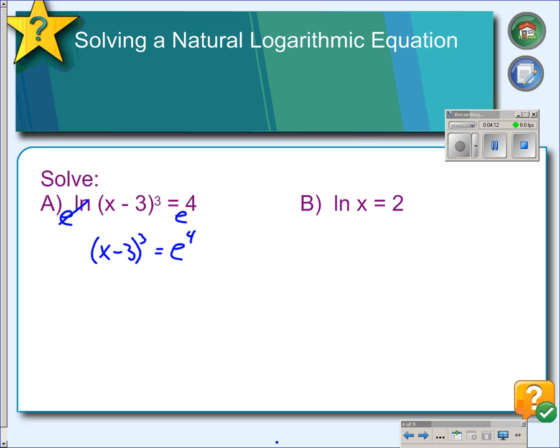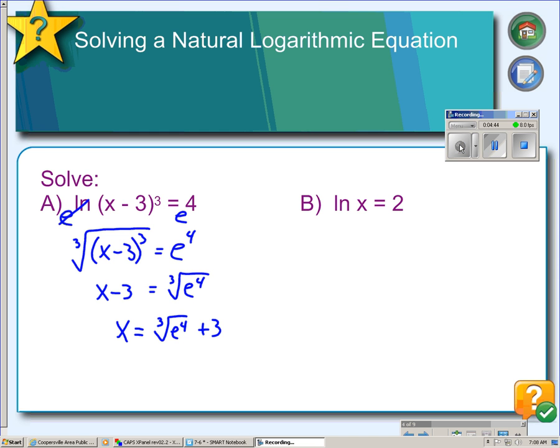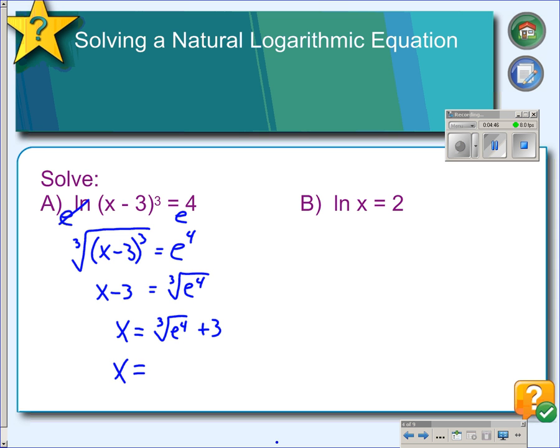Solving this, we will take a cube root because we know that an exponent will not distribute into a binomial. So the cube root cancels the cube, and now we have the cube root of e to the 4th. Then we can add 3 on each side. That makes 3 positive, so we have the cube root of e to the 4th plus 3. We can put that in a calculator and calculate. That comes out to 6.794.